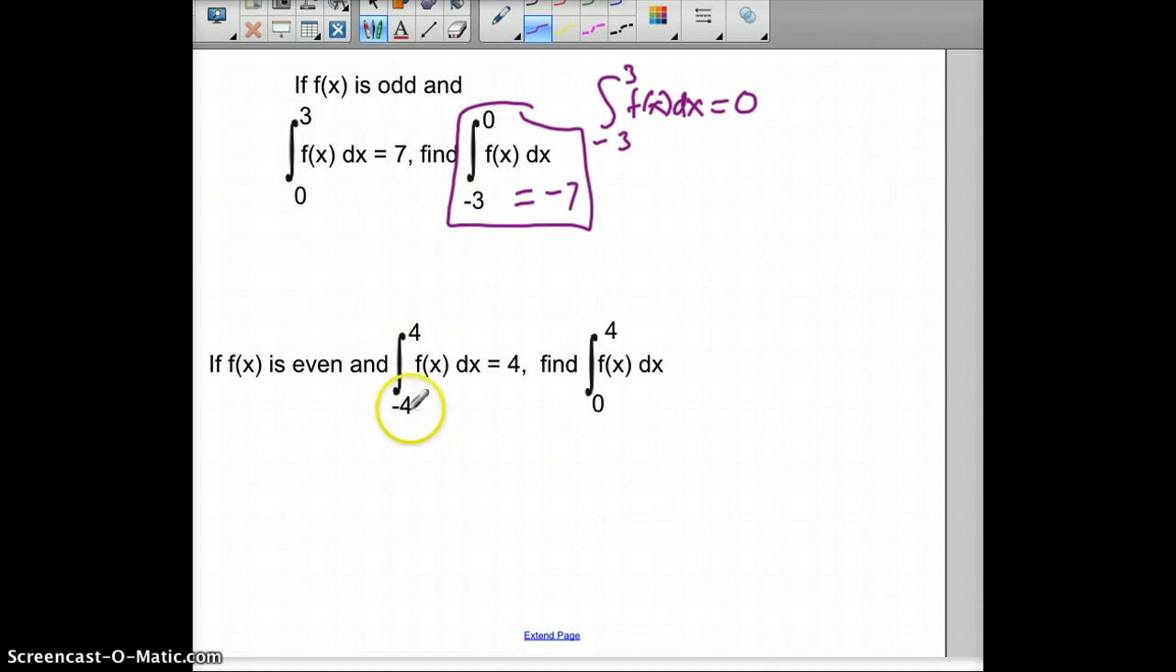If the function is even, we're going from -4 to 4. If that equals 4, then what is half of it? Just the integral from 0 to 4. Half of 4, which is 2. All right.